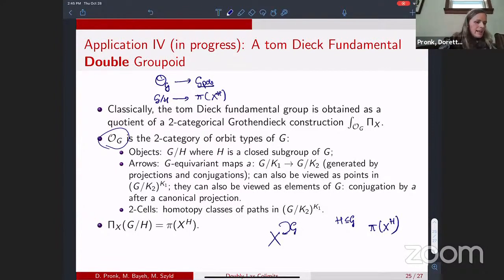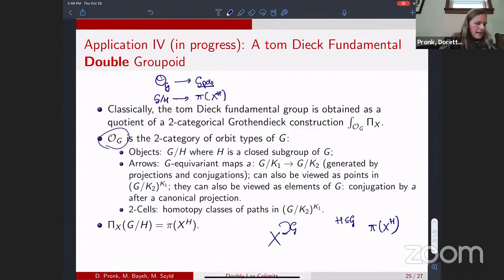In any case, these maps can also be viewed as points in a space, G mod K1, K2, but take the K1 fixed points in there. And if you do it that way, then you can see that the two cells need to be homotopy classes of paths in that space. So it's really a topological category that has been turned into a two category. But they always use the two category. I've never seen them actually using the full topological category. It might be another interesting thing to do sometime.